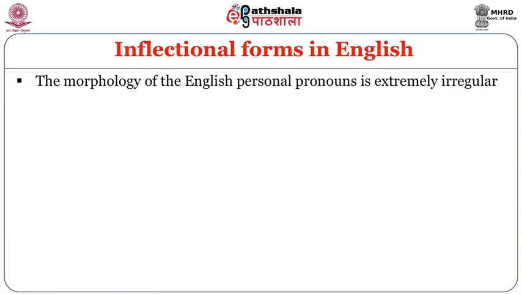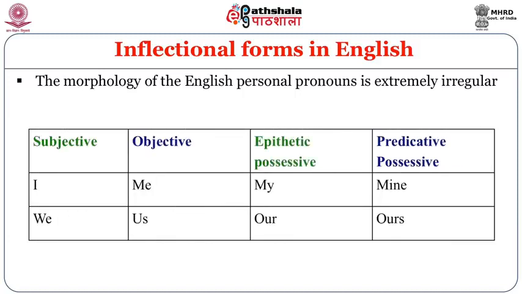Now, the morphology of the English personal pronouns is extremely irregular. You know that in the subjective case it's I, in the objective case it's me, we becomes us, and the attributive possessive of I is my and the predicative possessive is mine. In the same way, we has objective case us, possessive our, and predicative possessive ours.